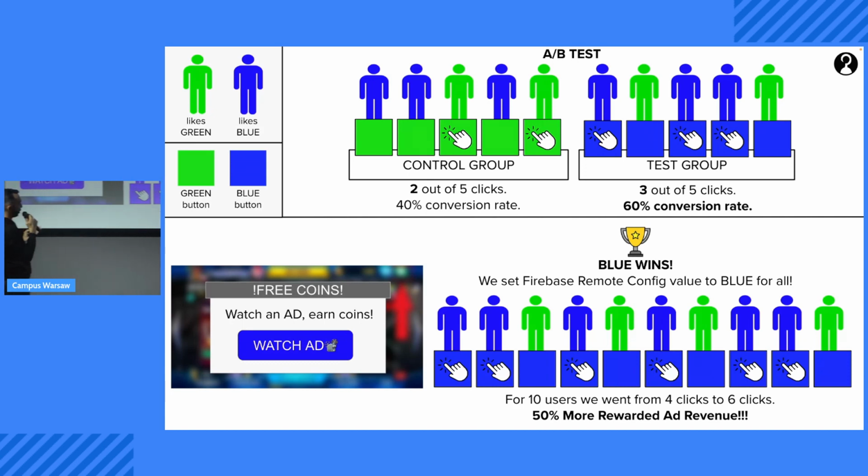So this is amazing because blue wins in the A/B test. We roll out the blue variant to all users, and this is how it looks, which I think looks better than the green variant. And this actually reflects to our revenue directly. We have 50% more ad revenue right now, right?